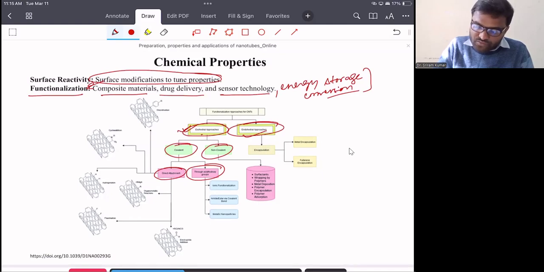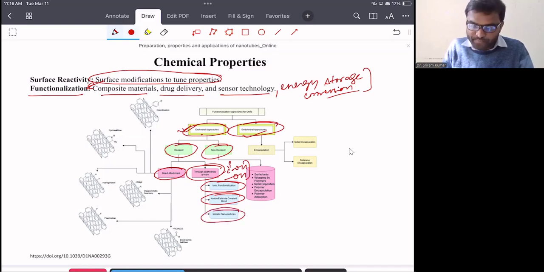So either we can use the acid group here, or maybe we can use this kind of functional group on the CNT, and then based on this functional group, we can further modify with ionic functionalization, or maybe we can convert this acidic group into amides or esters using covalent bonding, or maybe we can use metallic nanoparticles. So we can use this kind of modification if we functionalize with acid or maybe the hydroxy group.